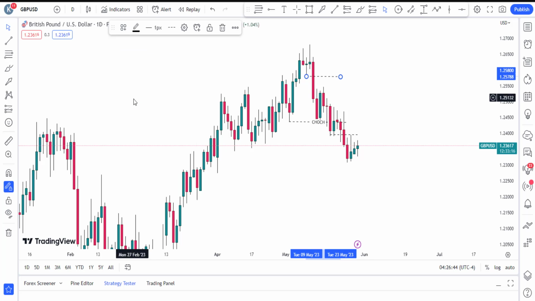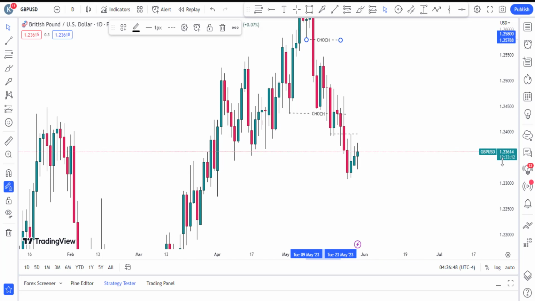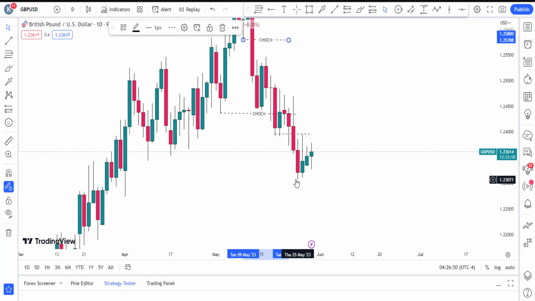So this is where my change of character is. As price is coming, I'm actually bearish. On the daily time frame, price traded into this implied fair value gap.